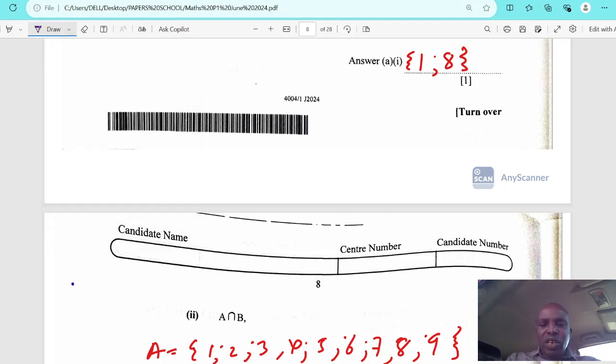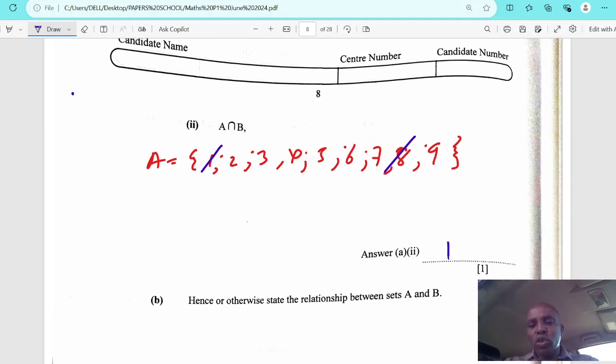What do we have here? We have set B. It's just 1, 8. Do you have 1 here? We have 1, we have 8. Yes. So those are the two. So you have 1 and 8. That's A intersection B. Next, hence or otherwise, state the relation between set A and B.